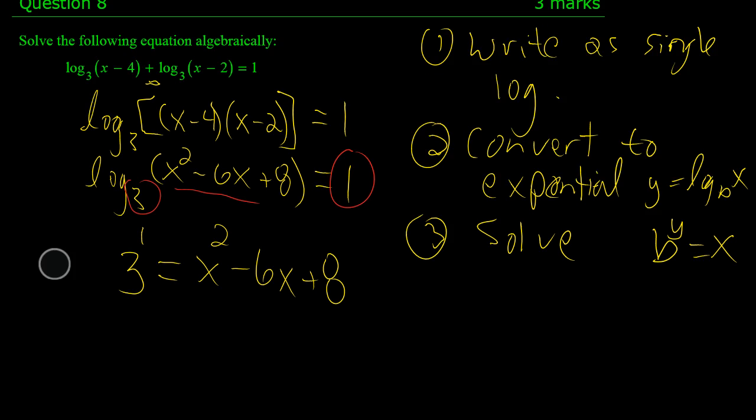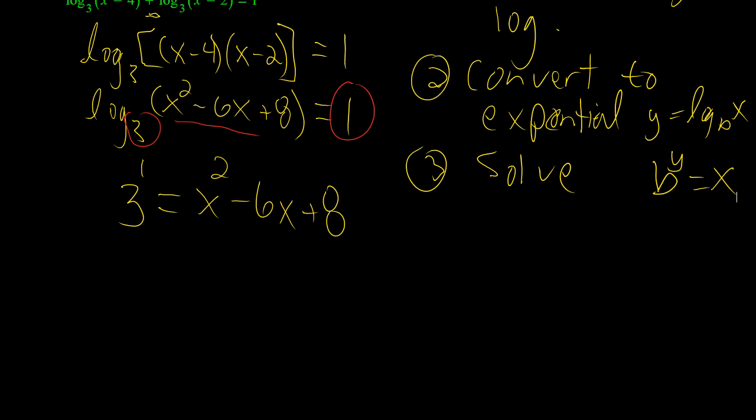Now we're back to having a quadratic, which we see a lot of. So we're going to make this equal 0, right? So what do we do? 3 to the 1 is just 3. So sometimes you might have to take a little bit more time on this step, but 3 to the 1 is just 3. So I need to subtract 3 and subtract 3. So now I will get 0 equals x squared minus 6x plus 5.